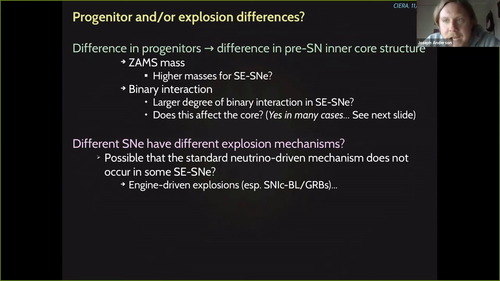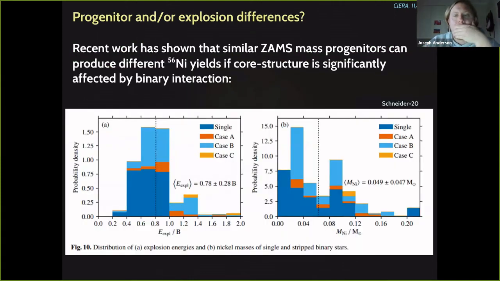And this is quite likely the case for at least the stripped envelope, the 1C broad lines, and those that are related to gamma ray bursts. I think this is almost accepted in the community. But for the more normal stripped envelope supernovae, at least at the moment, we don't usually discuss these as having a different explosion mechanism. Okay, last slide before I get onto my summary slide.